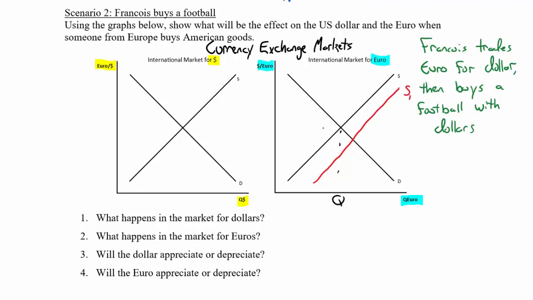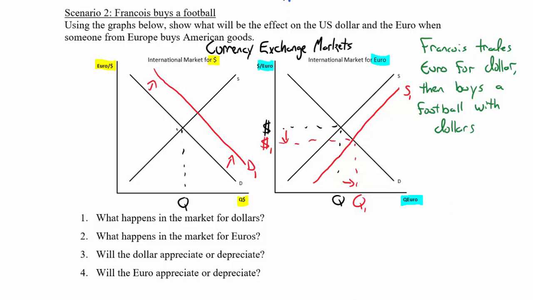This is going to be the quantity of euro. This is going to be the price of the euro in terms of dollars. And now that price is falling. The quantity has increased, and again, that does not matter nearly as much. So the euro is going to depreciate in this case because the price of the euro has fallen. The reason why it falls is because Francois has a greater demand for the dollar. So the demand for the dollar is going to increase because there's foreigners that are interested in buying our American goods.